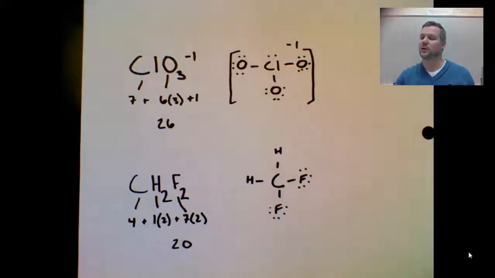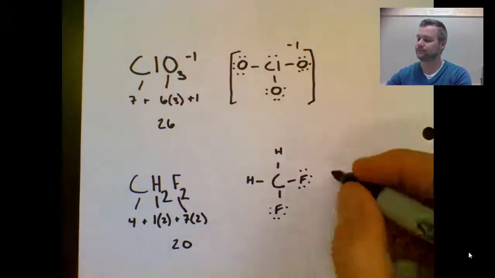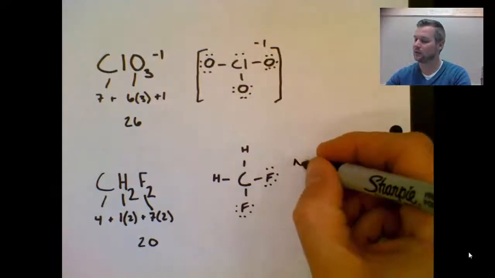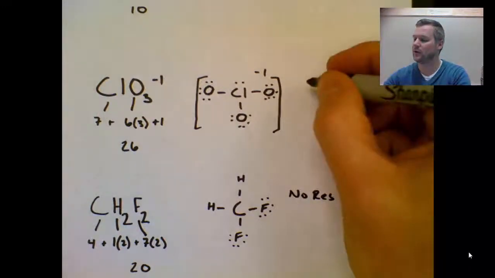The other thing we can talk about on this is something called resonance. Now, to have resonance, you have to have a multiple bond. You have to have either a triple or a double bond. It's going to also have to be a covalent Lewis structure, not ionic. So this one, no resonance, because no double or triple. This one's no resonance.